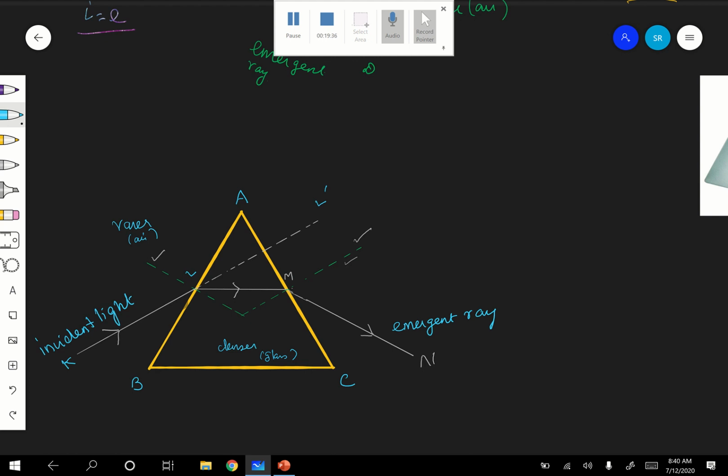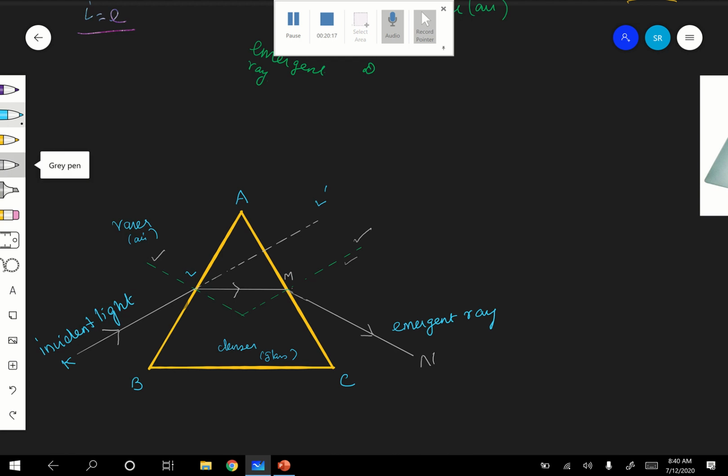Therefore, the incident ray first at AB suffers one refraction from rarer to denser. Because of that, it bends towards the normal and takes the path LM. And at M, once again at the face AC, it has to come out of the glass prism. Therefore it is going from glass to air, from denser to rarer, so it suffers a deviation away from the normal. The final ray, the emergent ray coming out, is MN. Therefore, the incident and emergent rays here are not parallel.